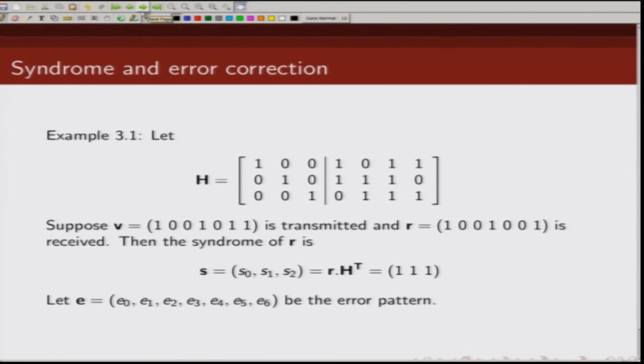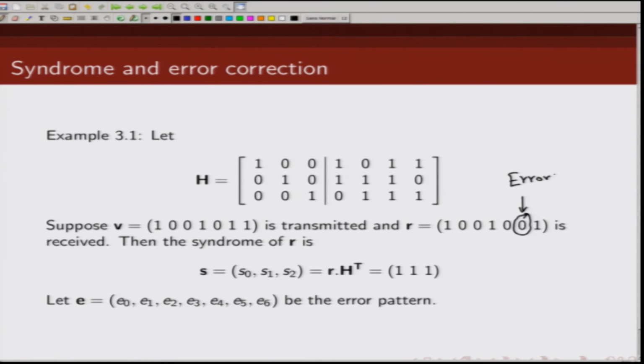So, let us take an example now. We have a 7-4 code whose parity check matrix is given by this, and our transmitted code word is this and the received code word is this. We can see that there is an error in this location. This was transmitted as 1 and this was received as 0. So, there is an error in this location.